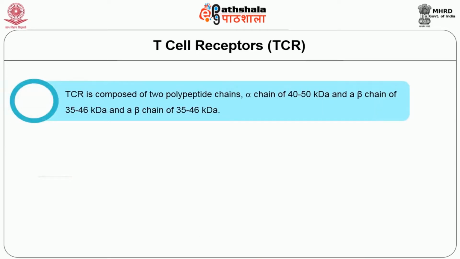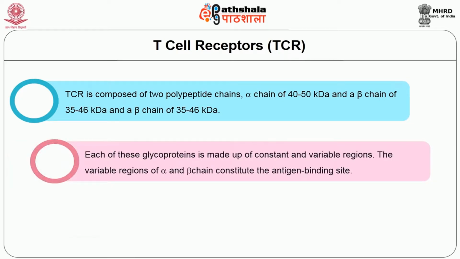The T cell receptor is composed of two polypeptide chains, namely an alpha chain of 40 to 50 kilodalton and a beta chain of 35 to 46 kilodalton. Each of these glycoproteins is made up of a constant and a variable region. The variable regions of the alpha and beta chains constitute the antigen binding site.